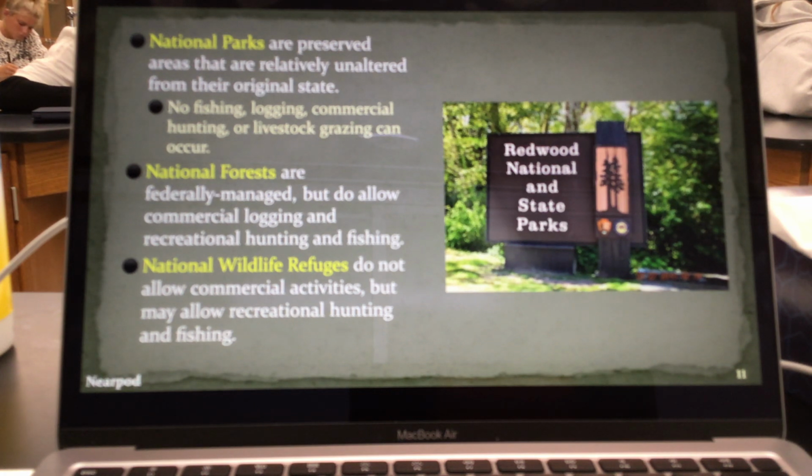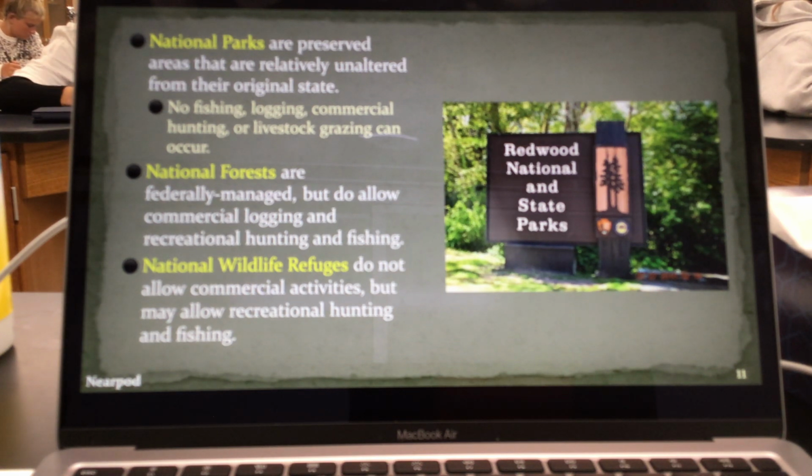All right, and then the last one here we'll talk about is national wildlife refuges. Okay, they don't allow commercial activities at all, but they do allow recreational hunting and fishing, and that is just to kind of control the population of wild animals.